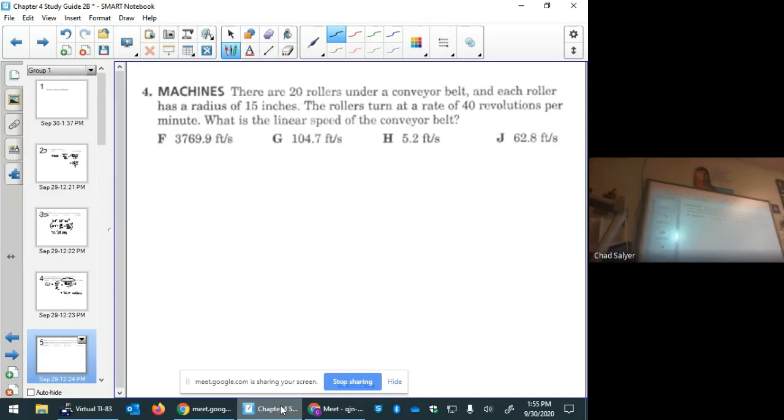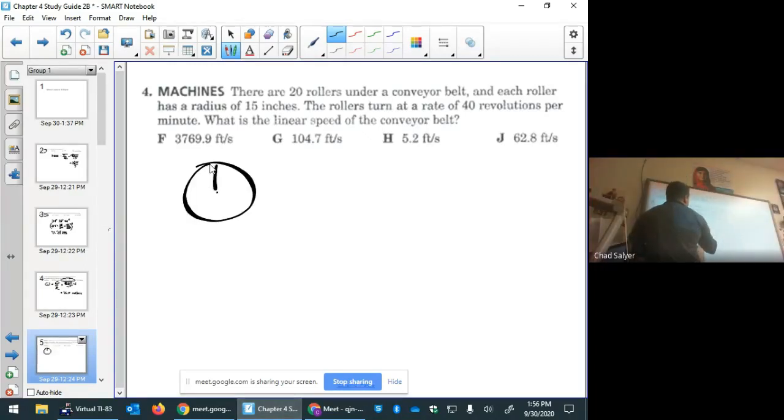So there are 20 rollers. This is number 4. There are 20 rollers under a conveyor belt, and each roller has a radius of 15 inches. So these rollers have a radius of 15 inches, and they're rolling that way. They turn at a rate of 40 RPMs. What is the linear speed of the conveyor belt?